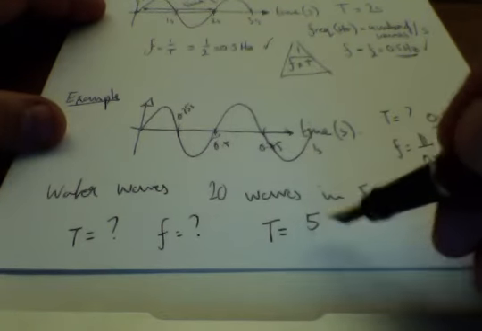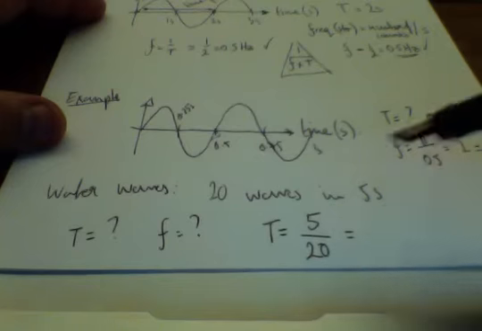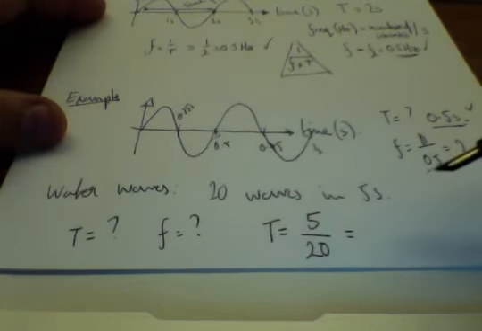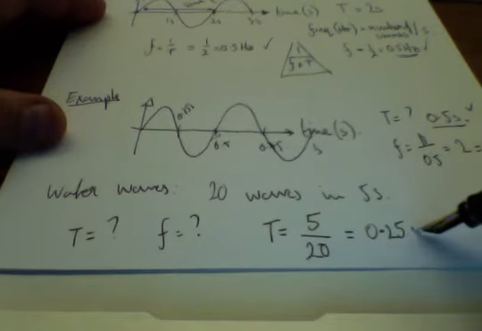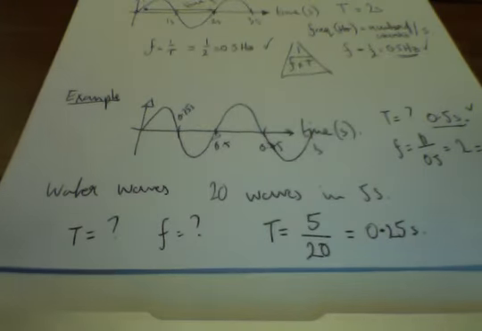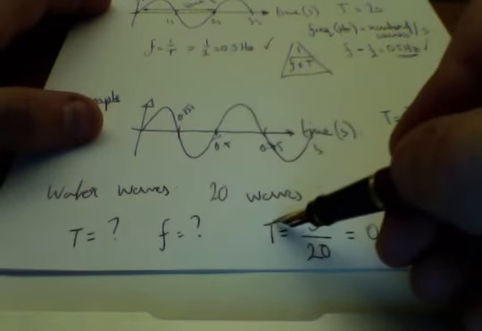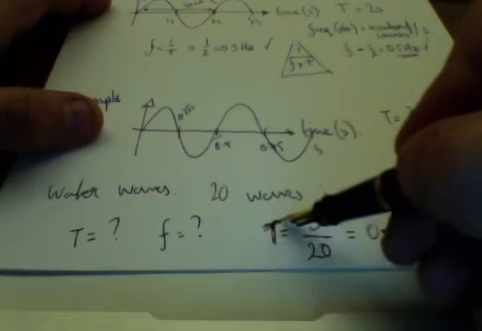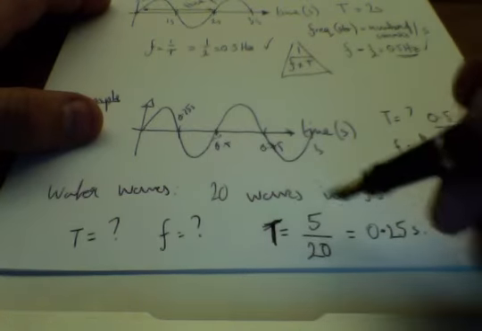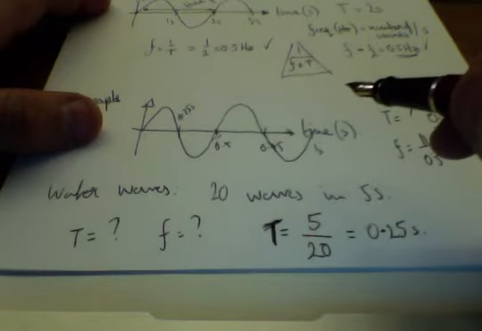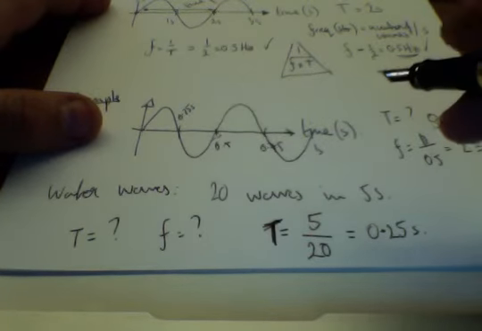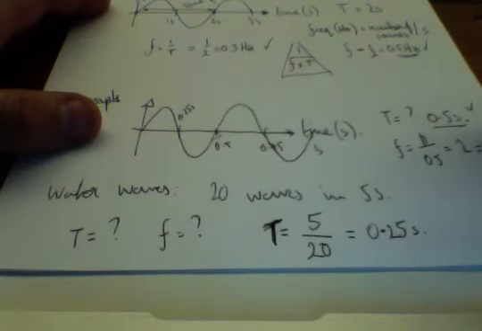Well, 5, the total, divided by 20 gives me 0.25 seconds for one wavelength. Hold on, sorry, slight error. So the time period here, how long would it take for one wavelength to occur? No, that's right, sorry, yes, that is right. So 0.25 seconds, the time for one wave to pass.